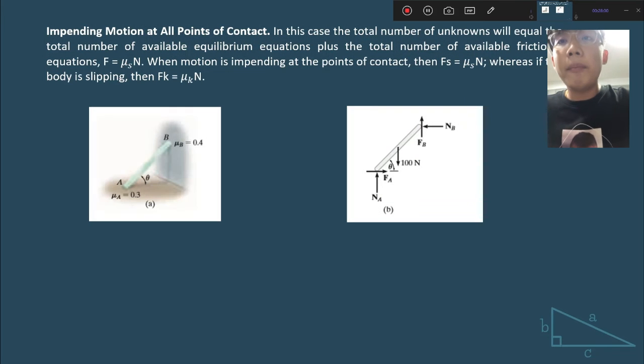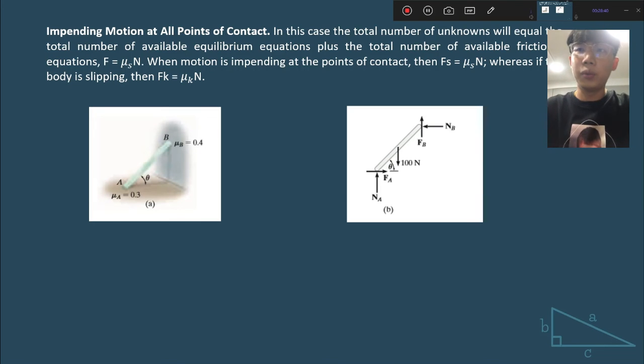The second one is impending motion at all points of contact. In this case, the total number of unknowns will equal the number of available equilibrium equations plus the total number of available frictional equations, F = μs N. When the motion is impending at the points of contact, then Fs = μs N, whereas if the body is slipping, then we use Fk instead.